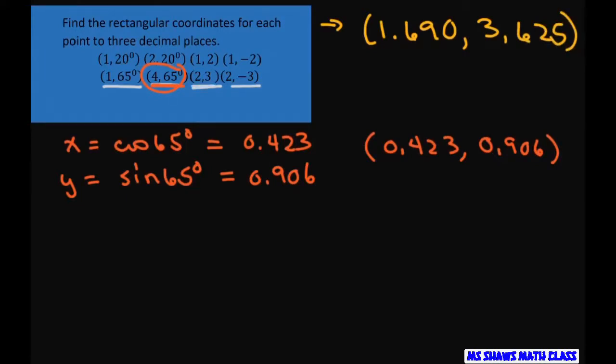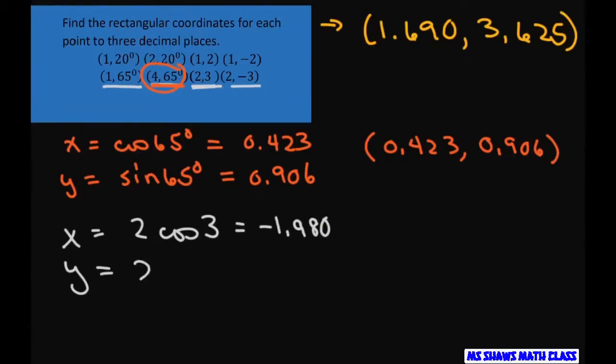Now for the third one, make sure the calculator's in radians. So you're going to get x equals 2 cosine of 3, and that equals negative 1.980. And do the same thing for your sine function. And let's see what that gives you. That gives you 0.282. So that answer is like this.